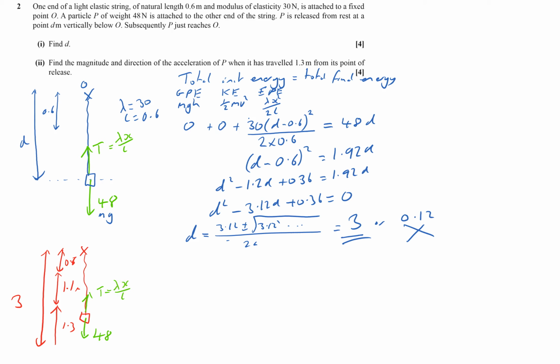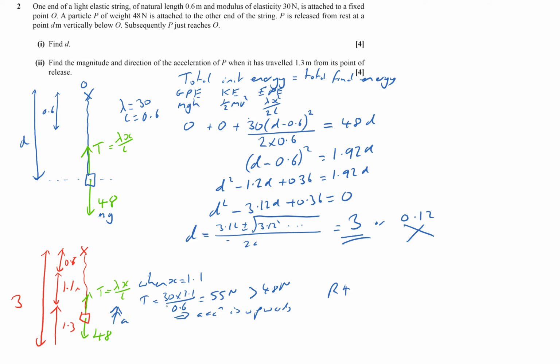So when x equals extension is 1.1, T equals 30 times 1.1 all over 0.6, which equals 55 newtons, which is greater than 48 newtons. Therefore, acceleration is upwards. And now we can work out what it is. We're going to resolve upwards. I'm going to put it on upwards here.